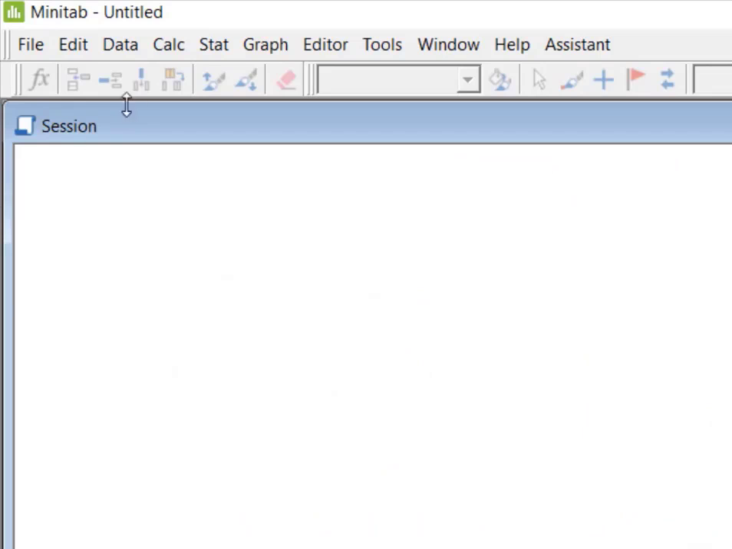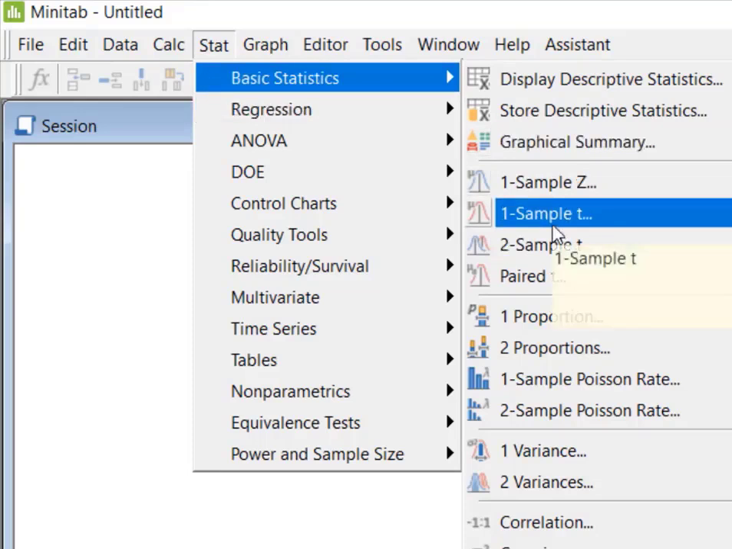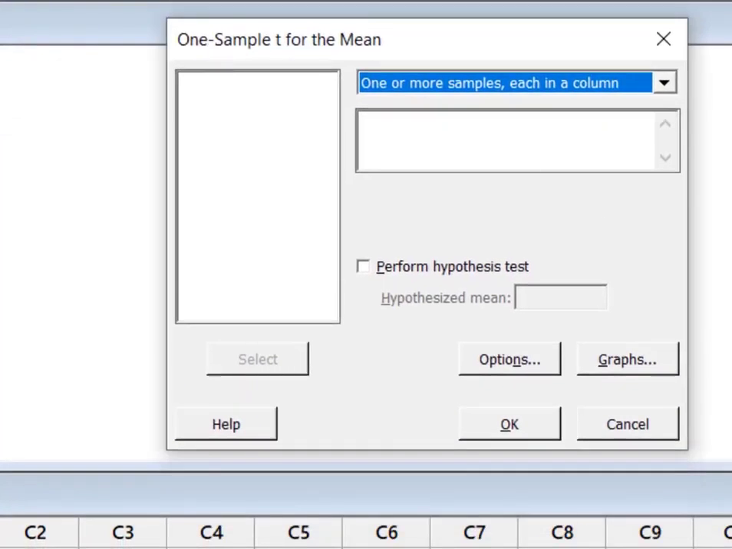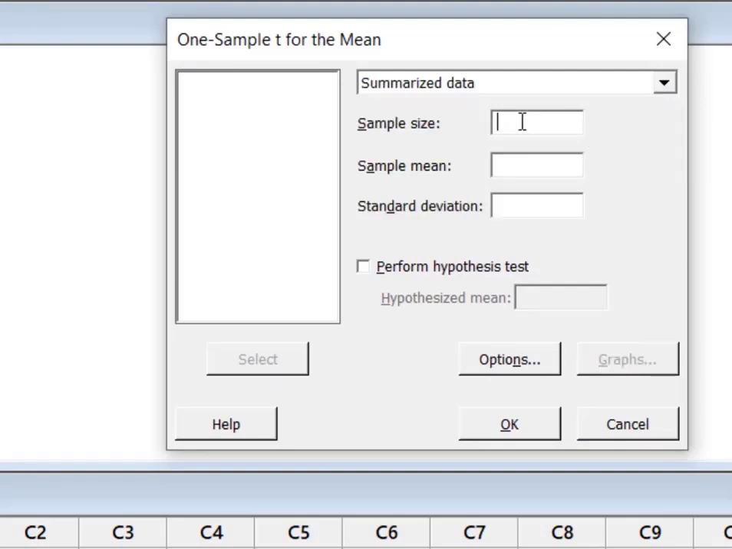So now I'm over in Minitab, and I'm going to come to Stat. I'm going to come to Basic Statistics, and remember I'm running a one-sample t-test. And I have summarized data, and we were given a sample size of 15.